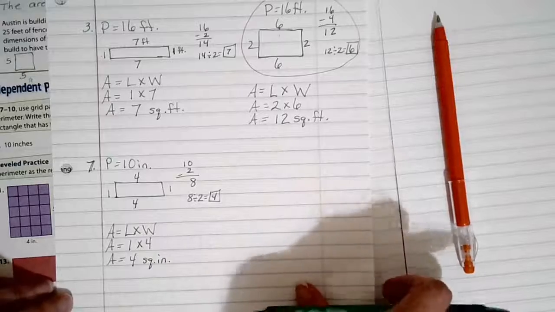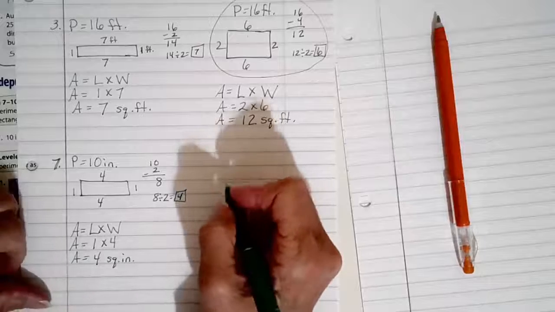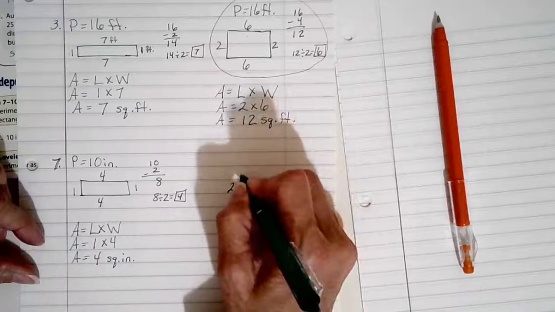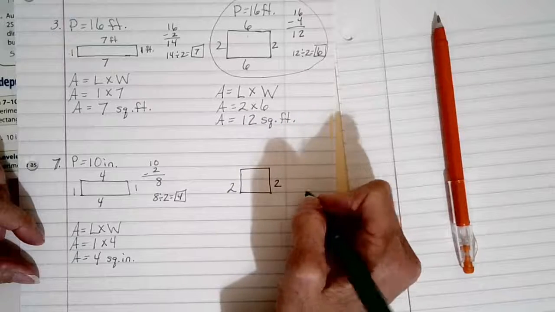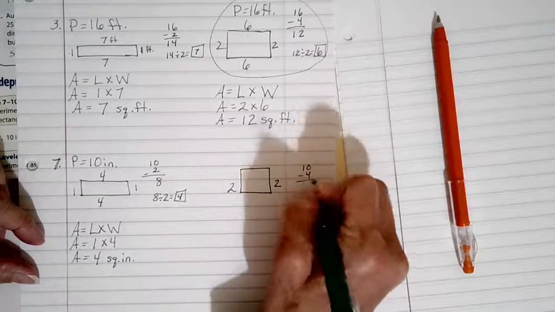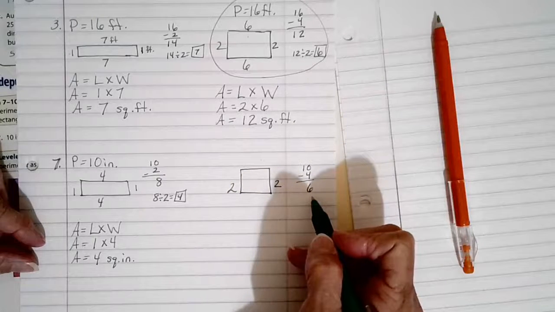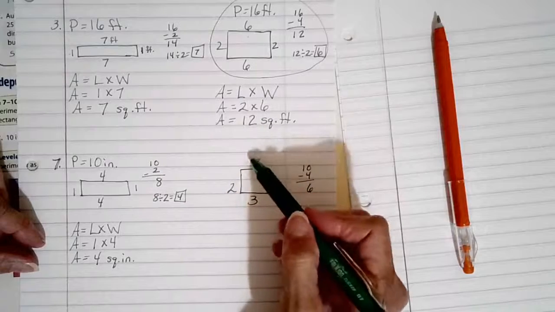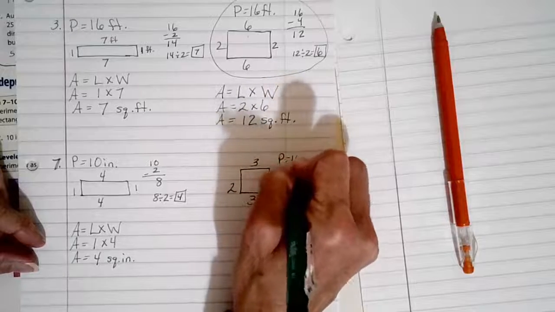Now I have to draw 2 different rectangles. So this time I'm going to draw one that has 2 on the sides. So I've got 2 here and 2 here. So 2 plus 2 is 4, and 10 minus 4 is 6. So I know that top and bottom have to equal 6. What number can we double to get 6? That's right, it's 3. So let's double check. 3 plus 3 is 6, 8, and 10. So I've got my perimeter equals 10 inches.